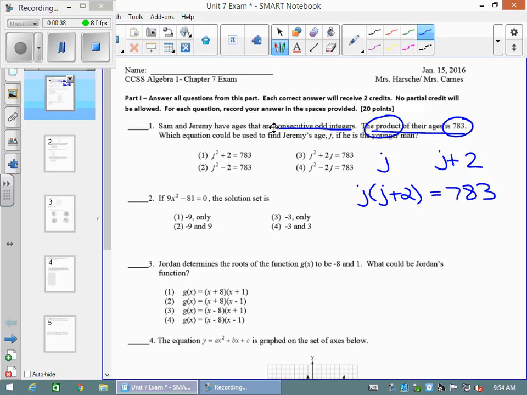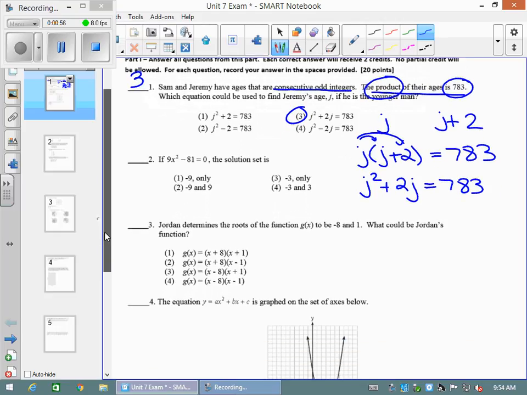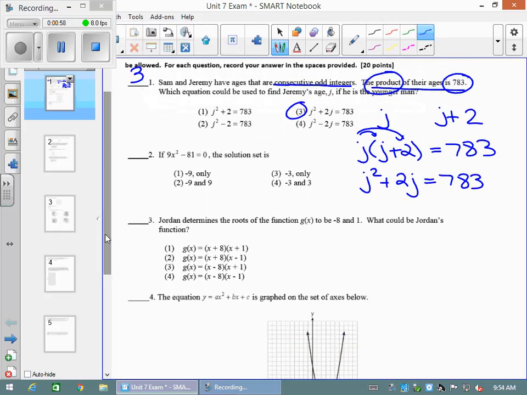Now, this is an equation I could use to find J, but if you notice, out of my 4 choices, that's not an option. So I'm going to distribute the J. If I distribute, I get J squared plus 2J is equal to 783, and this is choice 3 for question 1.